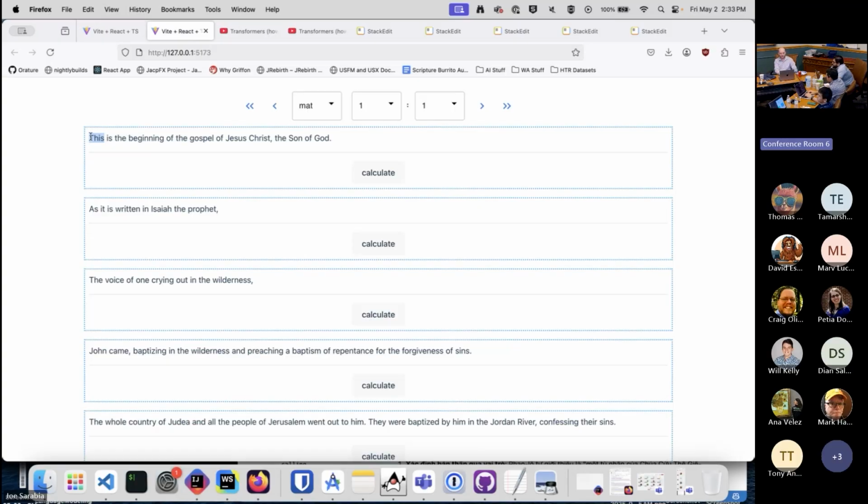Then after we get a list of potential words for this, we want to move on to the next word. So we'll take the sentence again, and this time only block out the word is. And then for the next iteration, we'll only block out the word the.